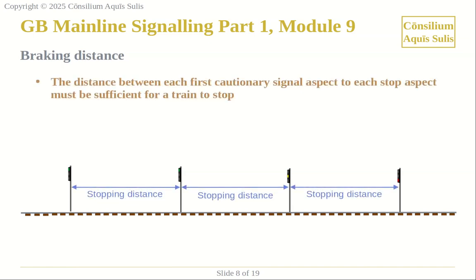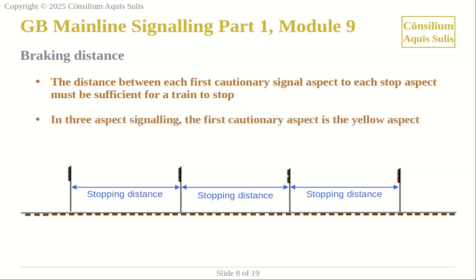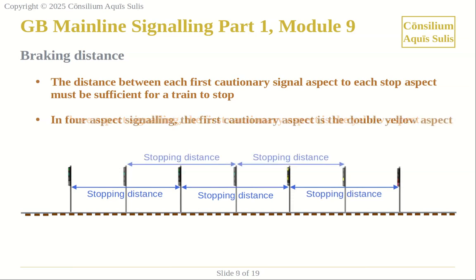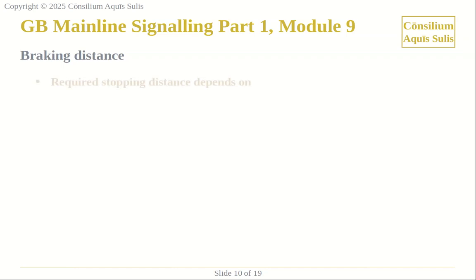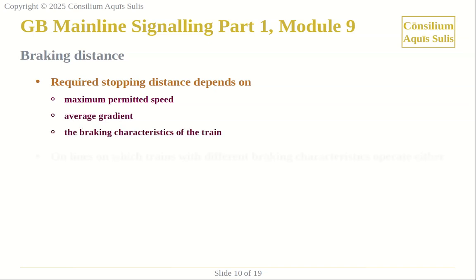Signals also need to be placed such that there is sufficient distance for a train to stop between a first cautionary aspect and the corresponding stop aspect. In 3-aspect signalling, the first cautionary aspect is the yellow aspect, hence the stopping distance is from one signal to the next. And in 4-aspect signalling, it's spread over 2 signal block sections because the distance is from the first caution, the double yellow, to the stop aspect with a single yellow in between. The required stopping distance depends on the maximum permitted speed of the train on the line, the average gradients, and the braking characteristics of the train itself.